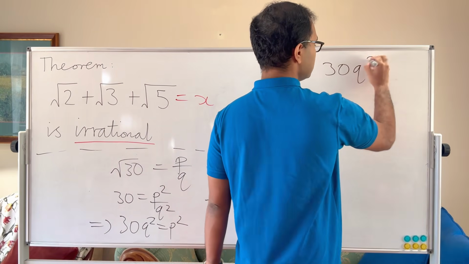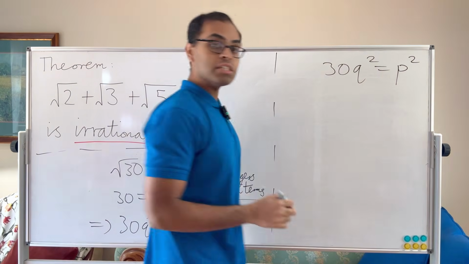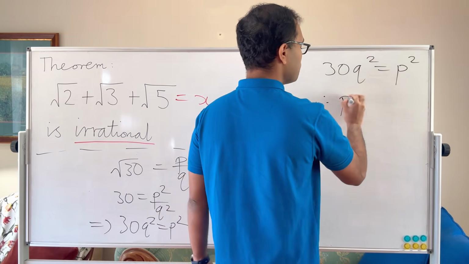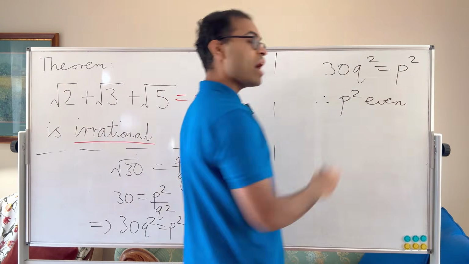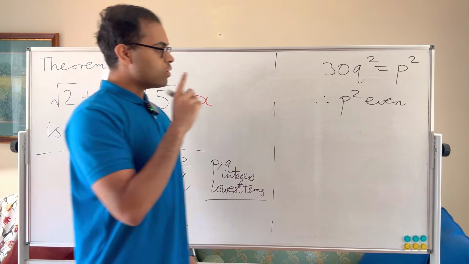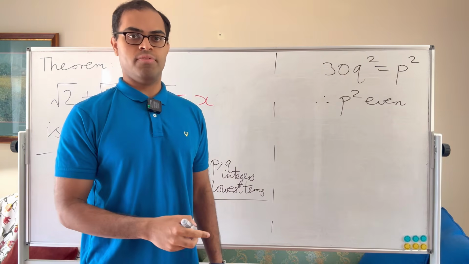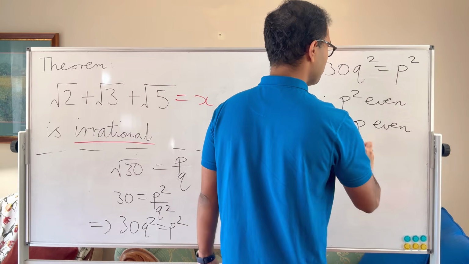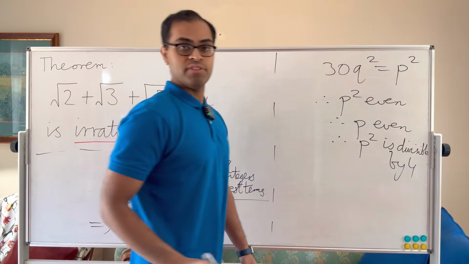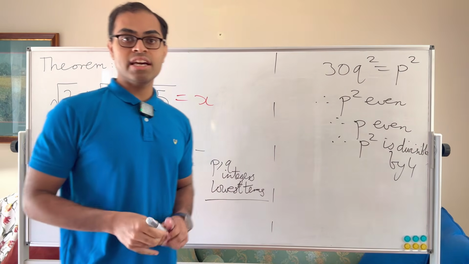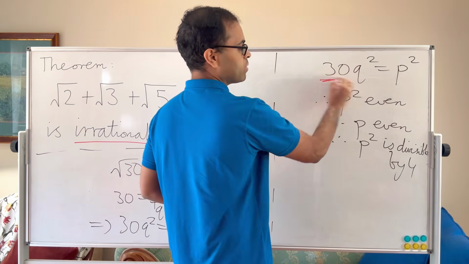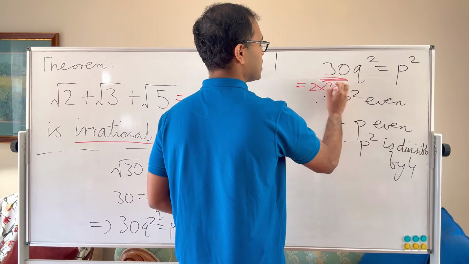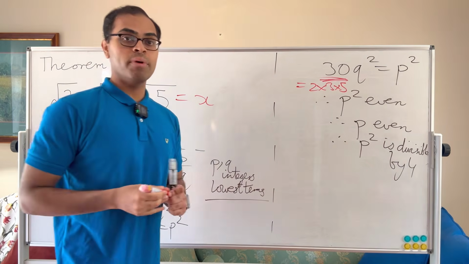All right, so 30q squared is p squared. Now, this is going to be very similar to the proof that root 2 is irrational. Basically, we know that 30 is even. So 30q squared is p squared implies that p squared is even. But the square of an odd number is always odd. So p squared is even means that p had to have been an even number. Therefore p is even. But if p is even, then p squared is divisible by 4. P squared is divisible by 4, but p squared is 30q squared, and 30 is not divisible by 4. 30 is only divisible by 2. 30 is equal to 2 times 3 times 5, right? So it's not divisible by 4, but it's divisible by 2.